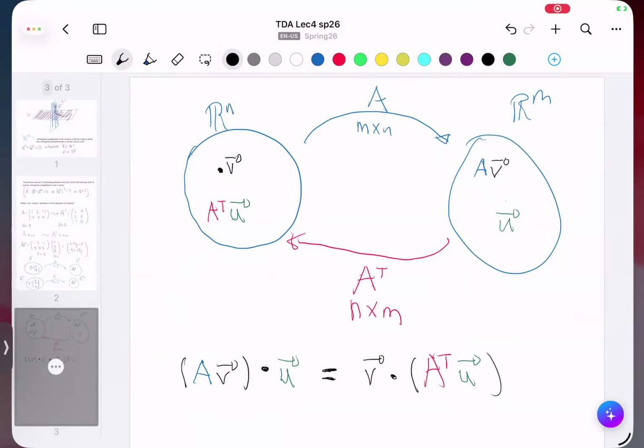So the transpose has the property that if you take the dot product on this side or you take the dot product on this side, you get the same result. In terms of a formula, if you just focus on the formula for a second, it's kind of like swapping the matrix.